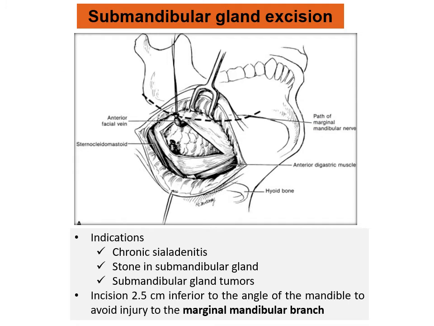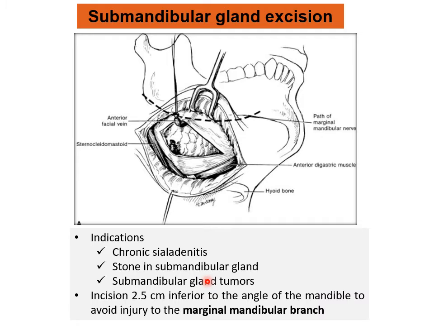Submandibular gland excision. As you know, the word excision means removal of the structure. Usually the submandibular gland is removed when there is inflammation, chronic inflammation of the gland called sialadenitis, or when there is a big stone within the parenchyma of the gland itself, or when there is a tumor in the gland. In all these conditions, the gland is excised or removed.